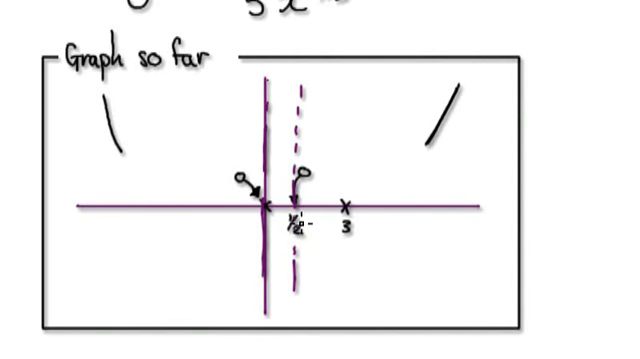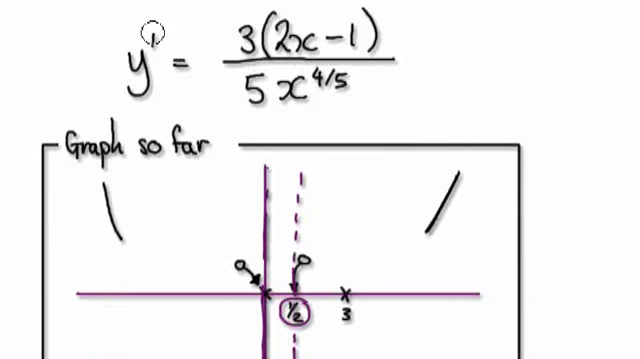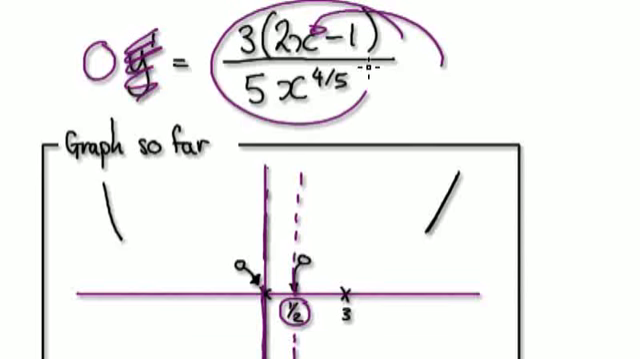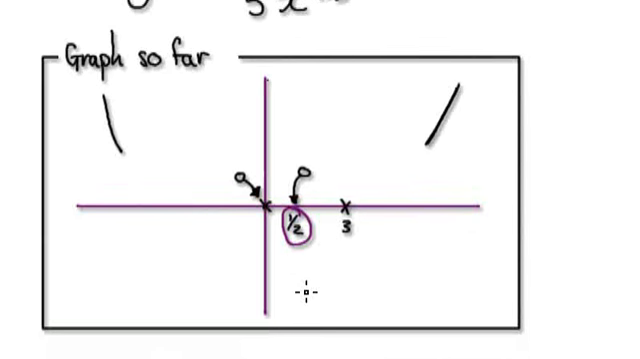So let's look at x equals a half. We know that we set y prime to be 0. So we set this here to be 0. We try to find an x where this whole thing would be 0. That would tell us where the gradient would be 0. Well, when you put a half into there, it will give us a gradient of 0.